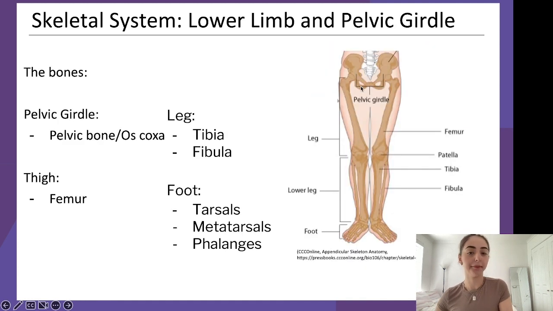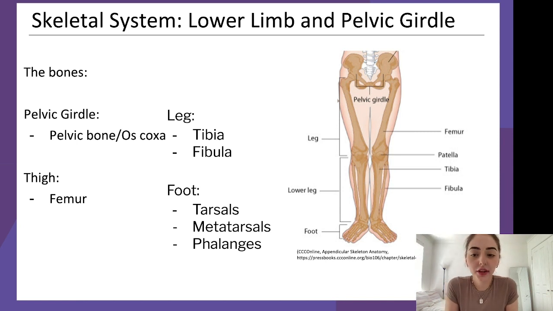All right, and then the lower limb and pelvic girdle. In the pelvic girdle, we have the pelvic bone. If we went over this, it would take probably a third of the lecture to go over the entire pelvic girdle, so I'm not going to today as well. But just know with the pelvic girdle, there is so much more to know than just the hip bone. You will need to know basically every single part of the pelvic girdle. I won't lie, there is a lot to it.